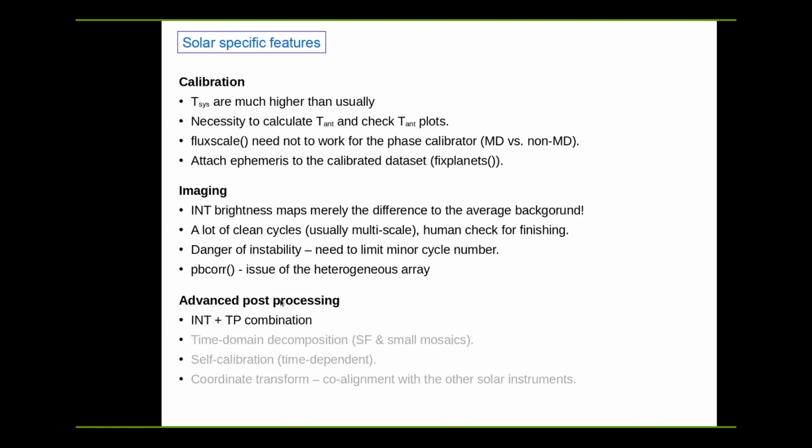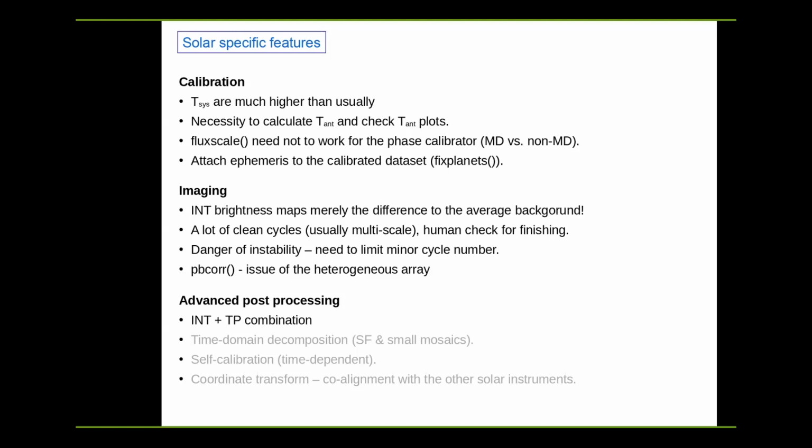If you are looking, for example, at some local heating phenomena, like a shock wave evolving in the solar atmosphere, you may be interested just in the temperature increase with respect to the background. So an interferometric image is fine if you don't really need the absolute total brightness temperature. But most people would like to have it. So this interferometric plus TP data combination is necessary.